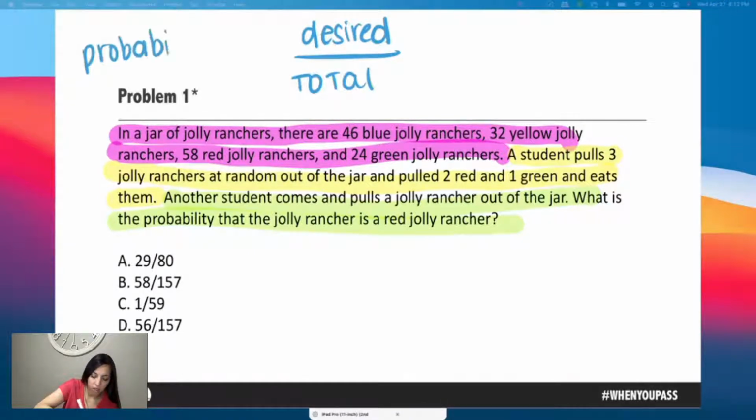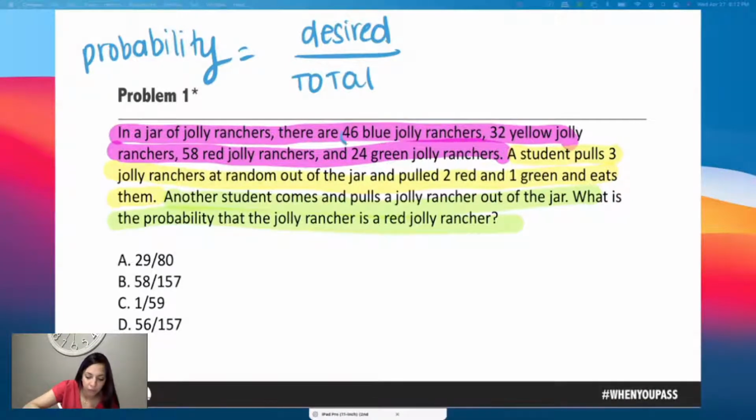Probability. So when we're solving probability problems, we have our desired number on the top over our total that we have as an option. So in this case, how many total Jolly Ranchers are in our jar? Well, you would think we would add 46 plus 32 plus 58 plus 24, and you're kind of right.